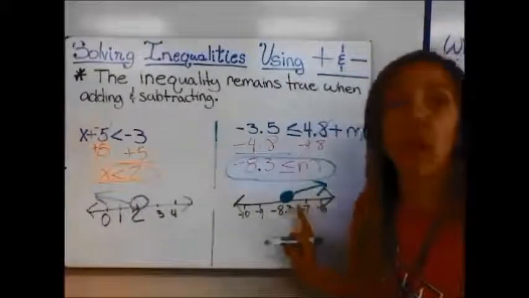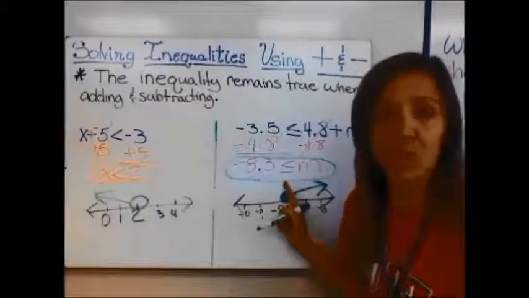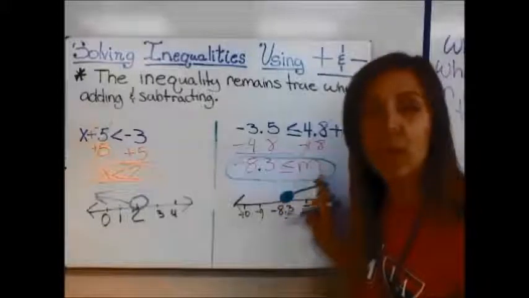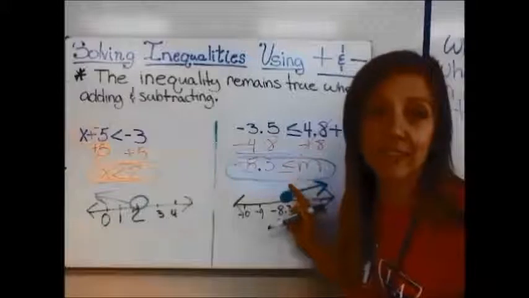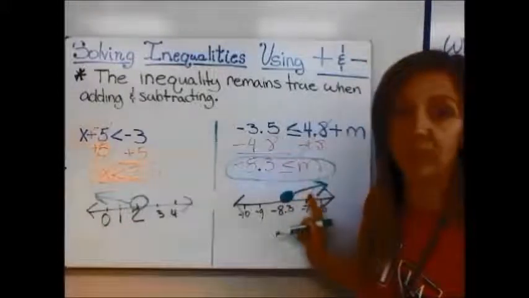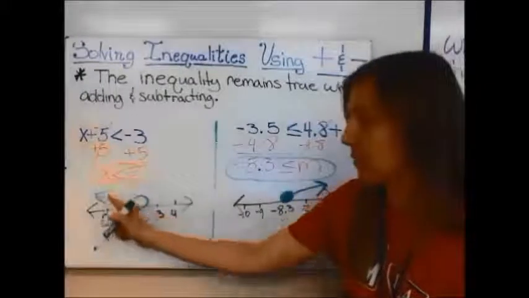So your graph will not always point in the same direction as the inequality symbol. You always have to look to see, is my variable bigger or greater than, or is it less than? That is what determines which way your arrow points. In this case, it's greater than. In this case, the variable was less than.